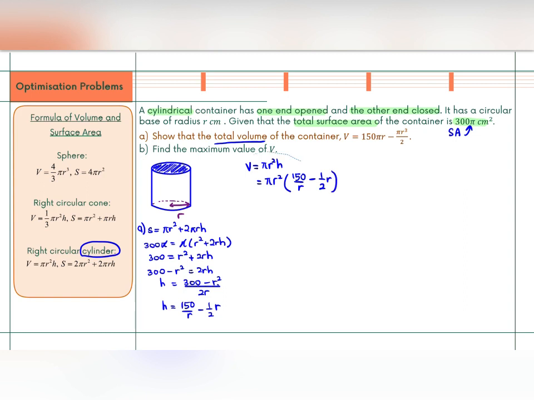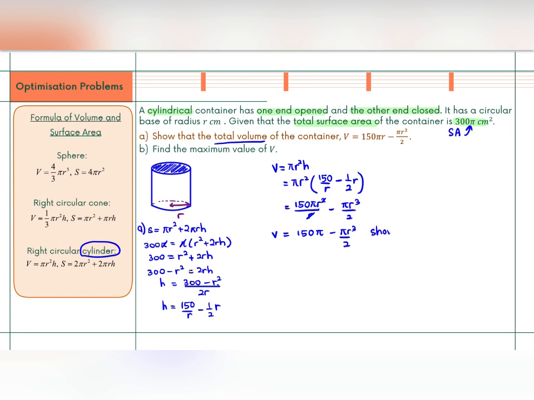So pi R squared times H, which is 150 over R minus R over 2. Okay, wait, it's too far to the side. Let me move it a bit. So let's simplify our function. R squared over R, we will get 150 pi R squared over R minus pi R cubed over 2. So let's simplify. Therefore our volume can be written as 150 pi R minus pi R cubed over 2, as requested by the question. So shown.